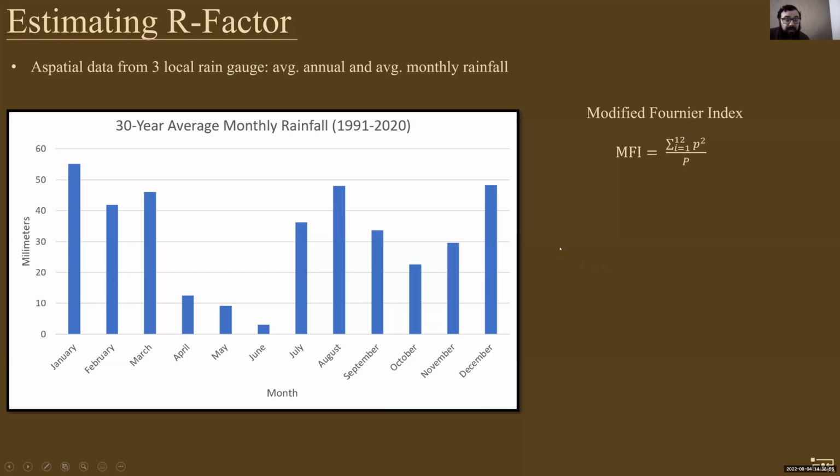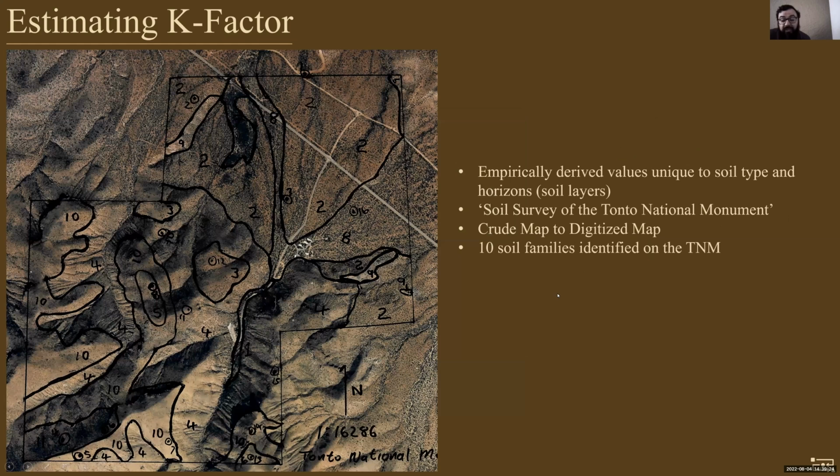To estimate the R factor, I used local rain gauge data. I used this to calculate a 30-year average monthly rainfall and a 30-year average annual rainfall. I then used these parameters in what is called the modified Fournier index. Depending on this estimated value, if it fell above or below a 50 millimeter threshold, I would use one of two regression equations. It was below, so I used this regression equation, calculating an R factor of 68.9.